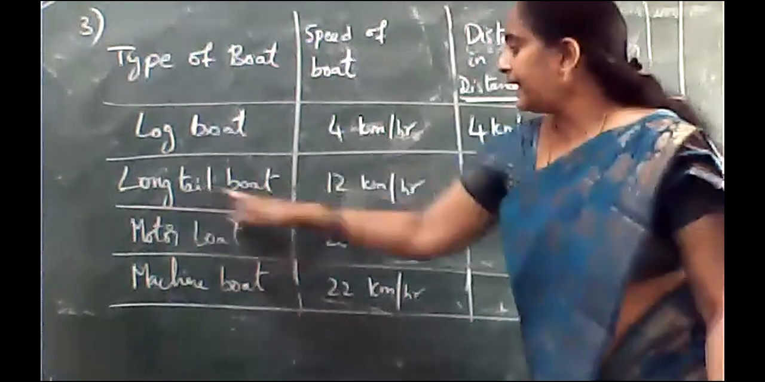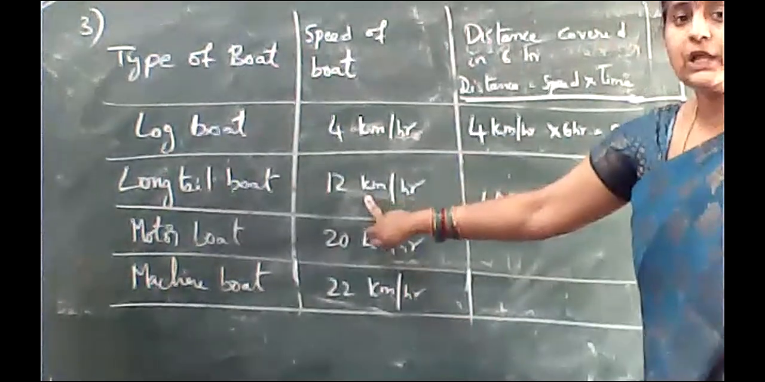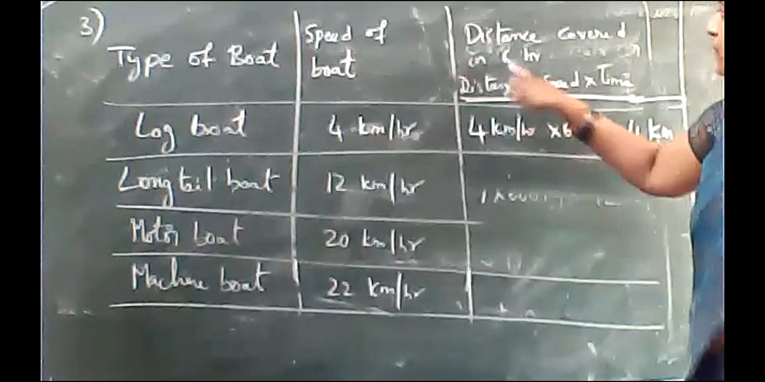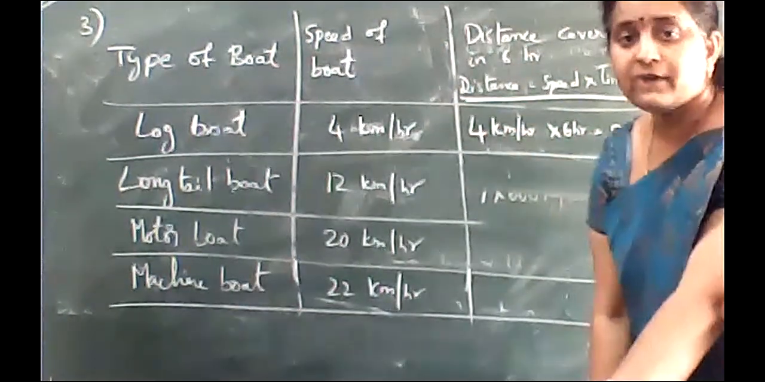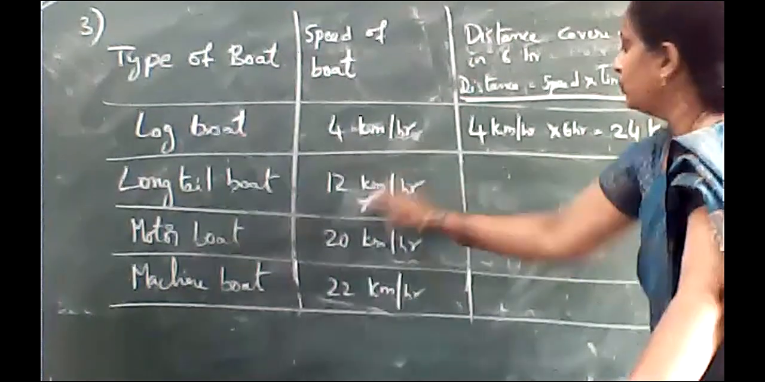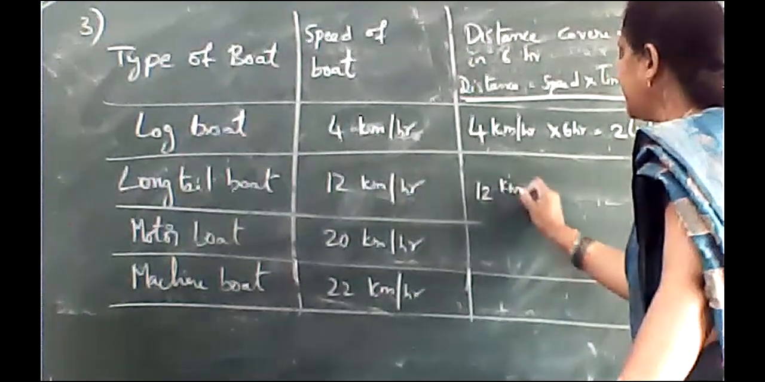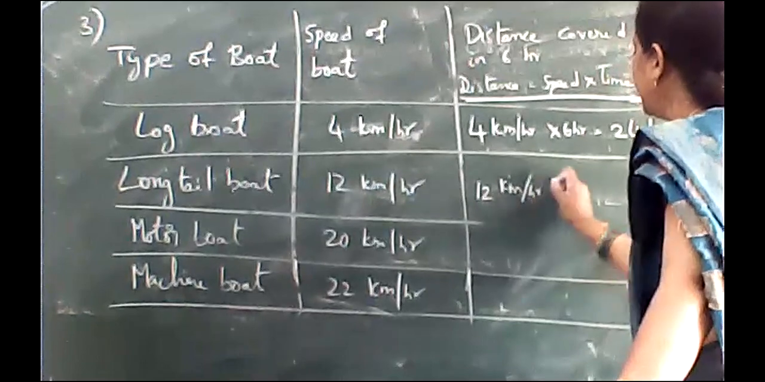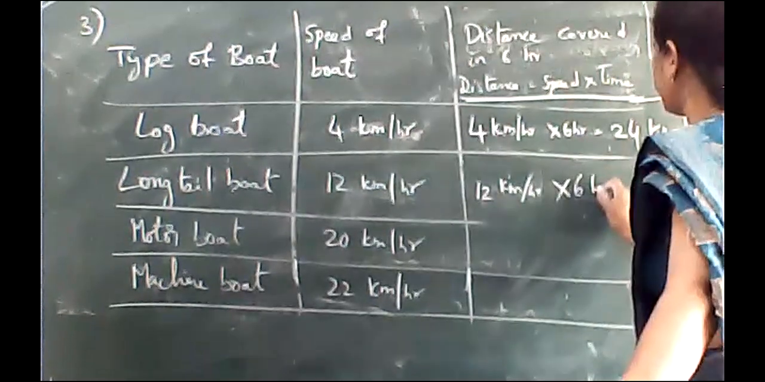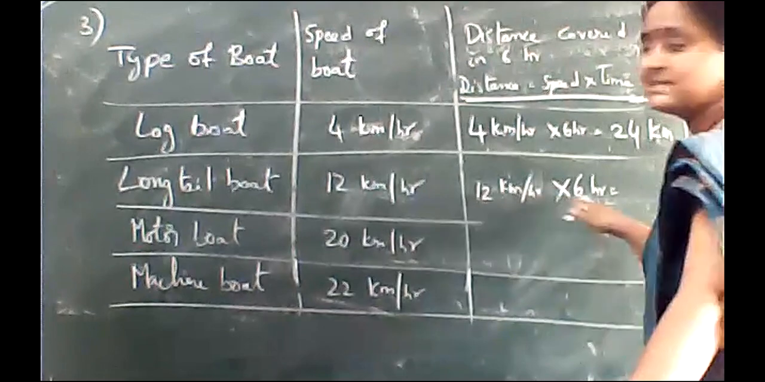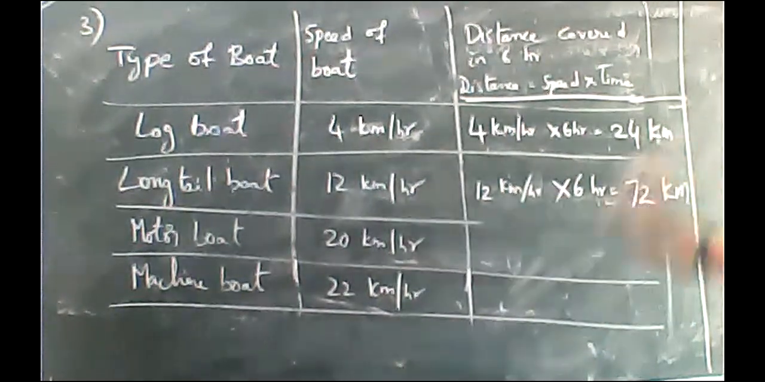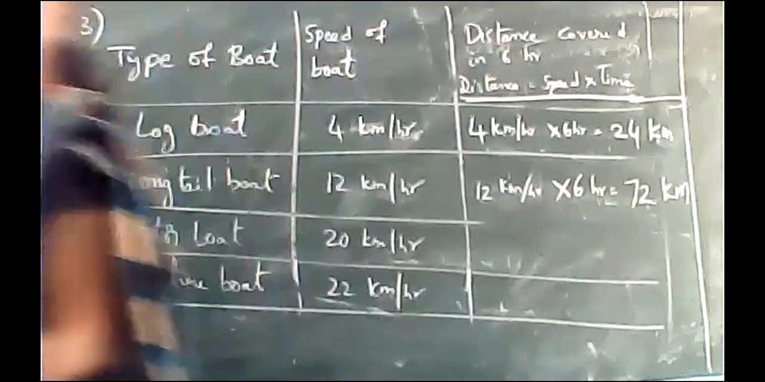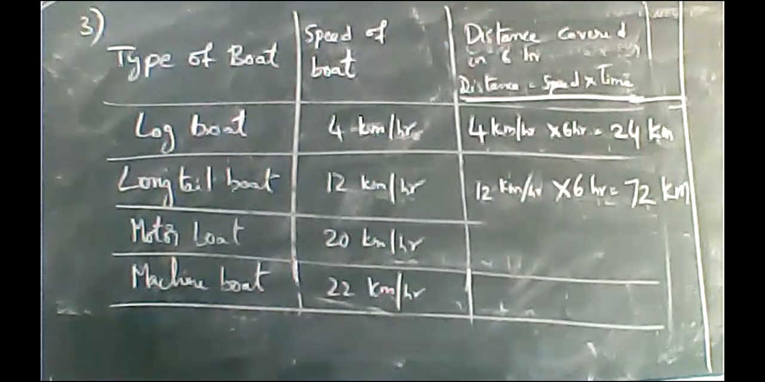Now long tail boat speed is 12 km per hour. What is the time here? Within 6 hours, how many kilometers will it travel? So 12 kilometers per hour into 6 hours. It travels 72 kilometers in 6 hours. Like that, the remaining two you do as homework.